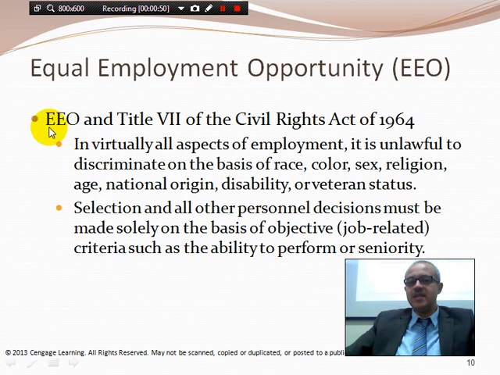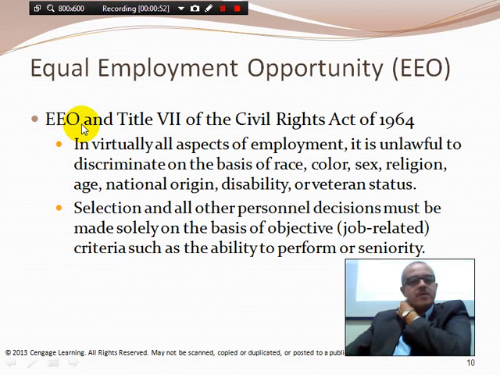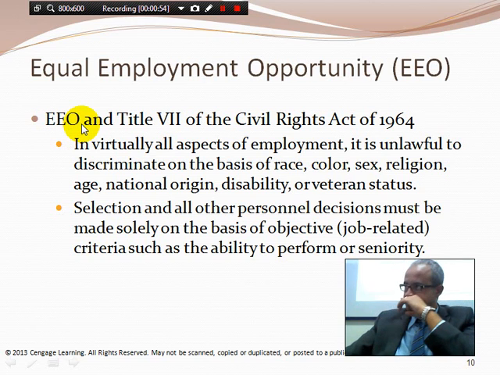EEO is Equal Employment Opportunity. It has to be prepared prior to the advertisement, so you have to have it before, in the prepare stage. This is part of the Civil Rights Act of 1964, which is in the U.S.